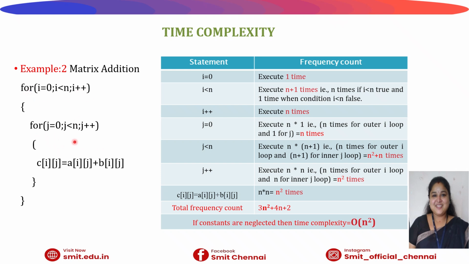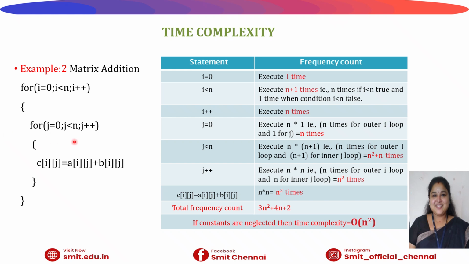So j is equal to 0 runs for 1 time, but along with i is equal to 0 running for n times, that is, this is the inner loop. So n times it will come, so n into 1 time. So n into 1 times this for j will be run.